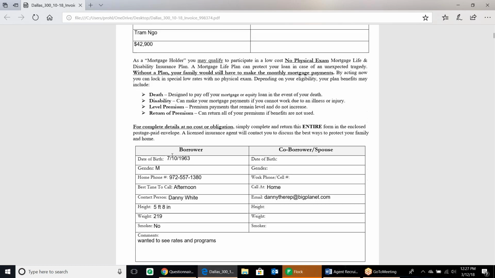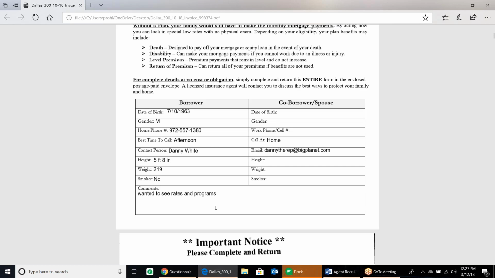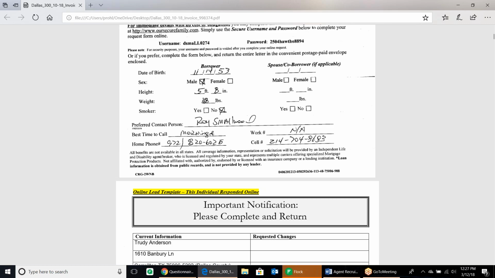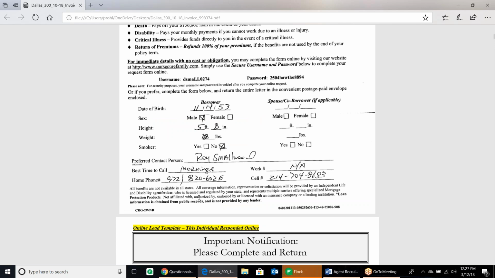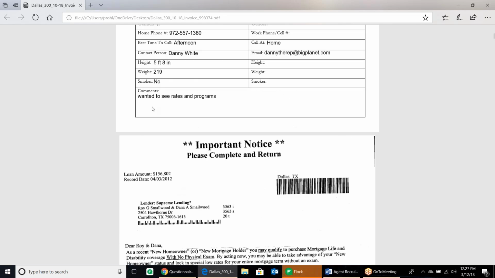Most of these are going to have dates of birth on them. Here's another one. We wanted to see the rates and programs. You can mention any of these when you're talking with people. You can say, at the time that you sent this in, you wanted to see the rates and the programs that were available. According to my records, no one was able to get that information out to you. Do you remember what happened with that? Then just be quiet and see what they say, right?